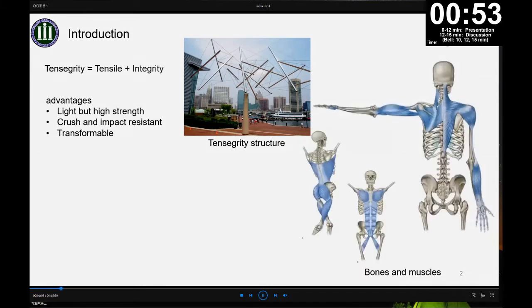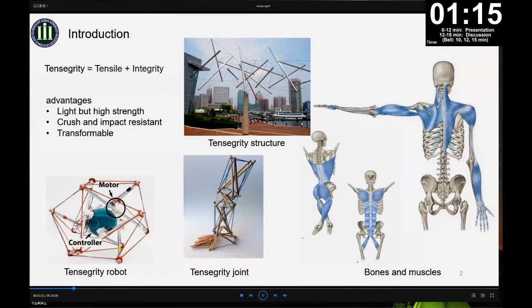And our human movement system consists of bones and muscles. Such a structure can protect the joints by distributing the force to the muscles when subjected to external forces. So the Tensegrity structure can be fully similar to the human movement system and has the same advantages over rigid robots. Therefore, the research on Tensegrity joints and the Tensegrity robots has gradually increased in recent years.